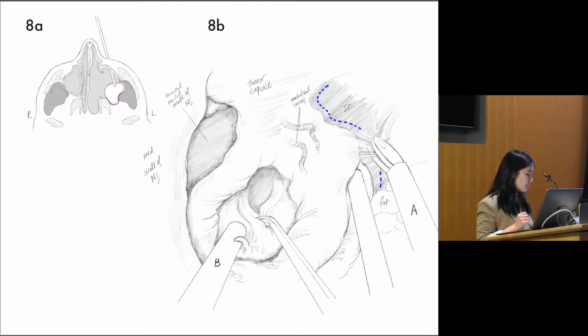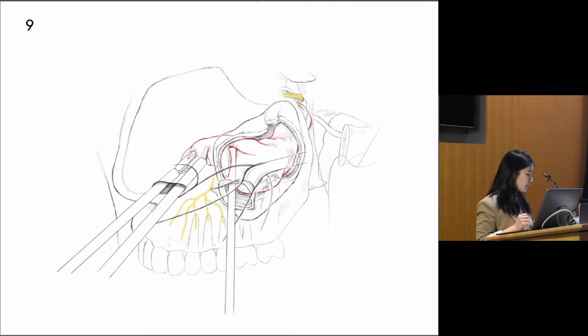The tumor was freed from surrounding tissues and debulked prior to removal. And using a multi-handed technique, the tumor was pushed medially into the nasal cavity before being amputated and removed through the nostril.